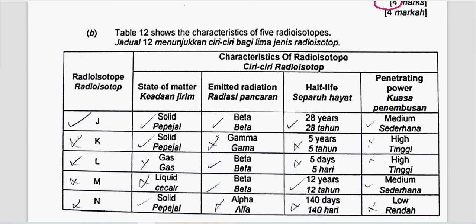Okay, next question. So this is a standard way for your paper 2 section C. Normally this is what we call a close response. The table shows characteristics of 5 radioisotopes. We have J, K, L, M, N, and then the characteristics of the radioisotopes are given. So we have state of matter, either solid, liquid or gas. Then emitted radiation, type of radiation, half-life, and the penetration power.